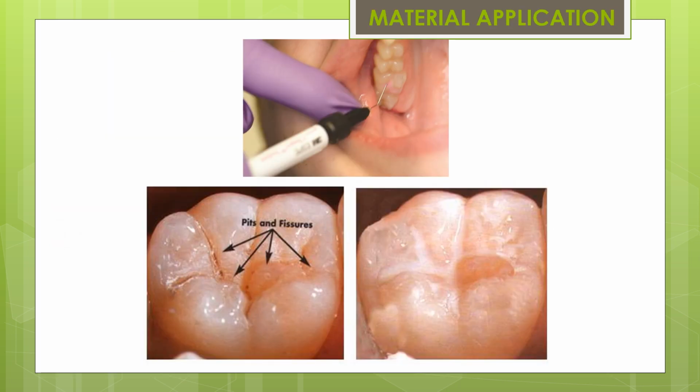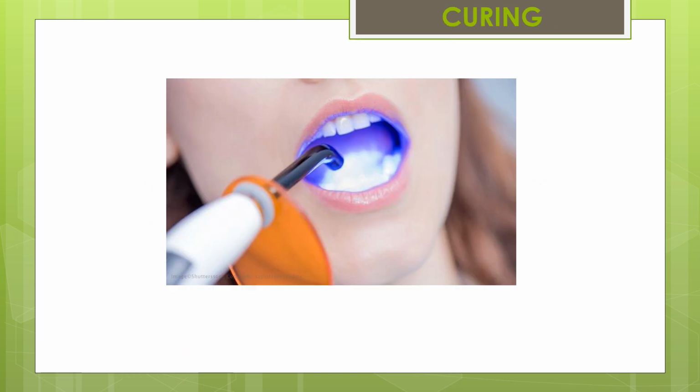Following acid etching, we can place the material onto the prepared tooth surface. After the application of the pit and fissure sealant material, you have to cure the material as per the manufacturer's instruction.